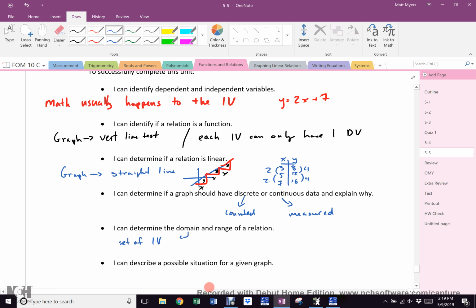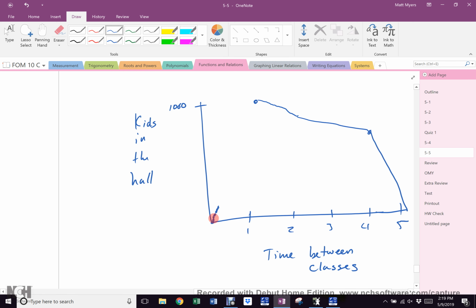So that example I drew over here, there's 5 minutes between classes, right? So the domain is 0 to 5, because that's the independent variable. Now, is it 0 less than or equal to time less than or equal to 5? Or is it 0, 1, 2, 3, 4, 5? Which is it?